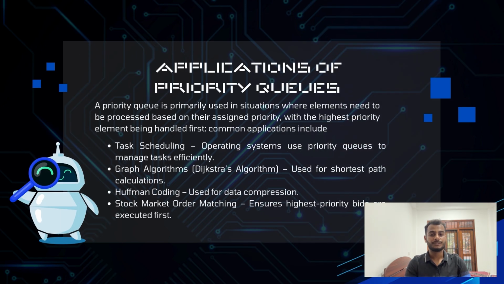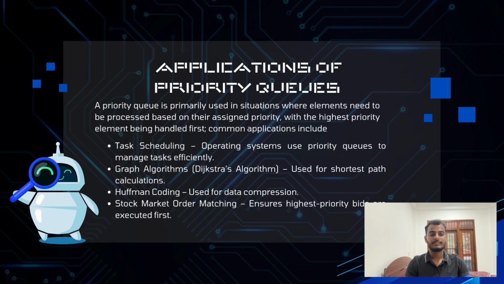Applications of priority queues. Priority queues are widely used in several real-world applications. One of the most notable examples is job scheduling in operating systems. In these systems, tasks with higher priority, like system updates or critical processes, are given precedence over normal tasks.